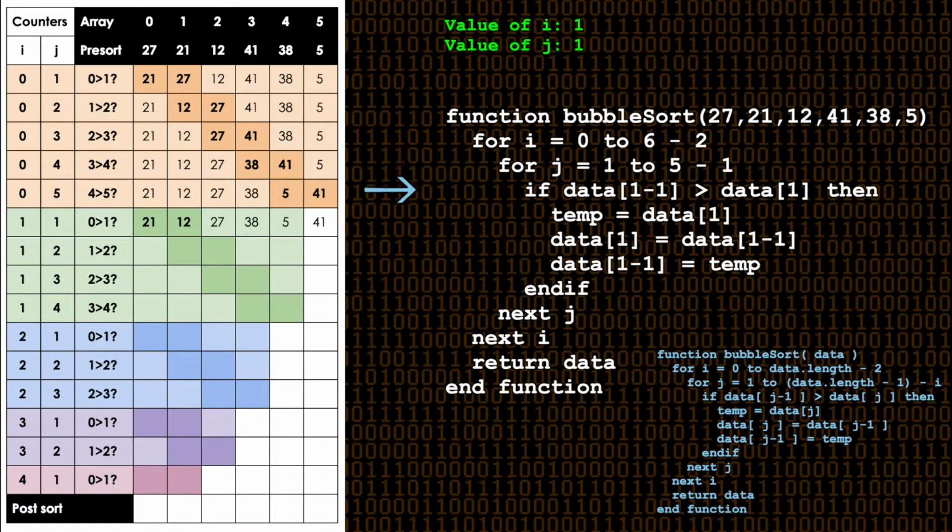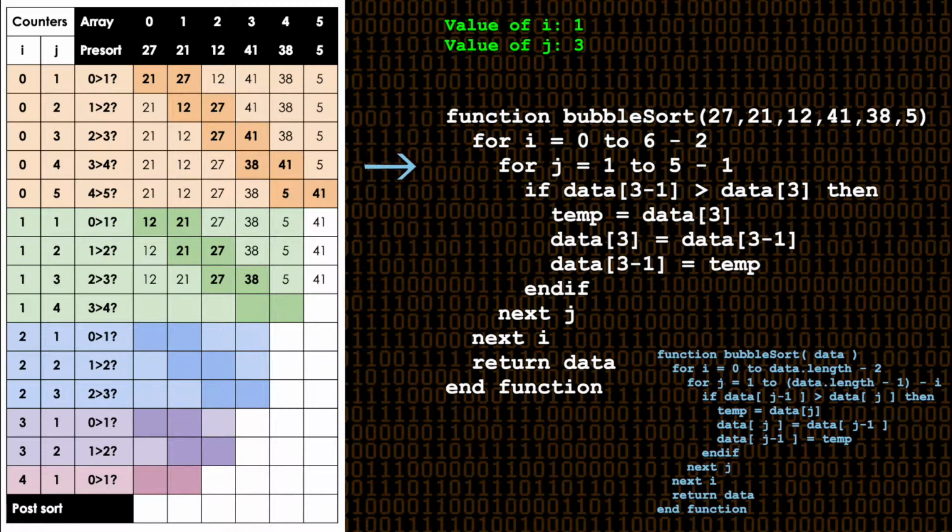That's done. So this time, we're going to check if what's in element 0 is bigger than what's in element 1. Currently, 21 is in element 0 and 12 is in element 1. 21 is bigger than 12, so swap them over. Move on to the next value of j. So now j has the value of 2, and 21 is in element 1, and element 2 has the value of 27. So 21 is not bigger than 27. Don't swap, don't go inside that if statement.